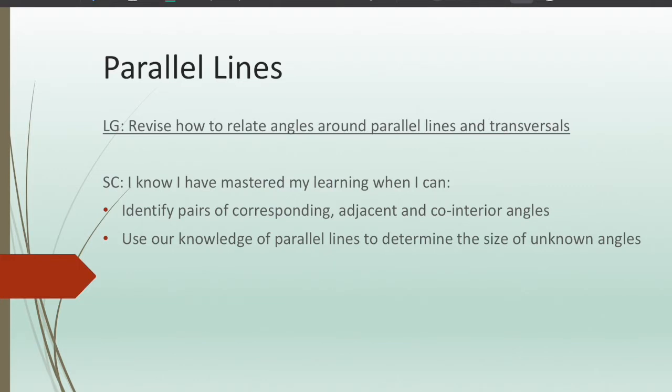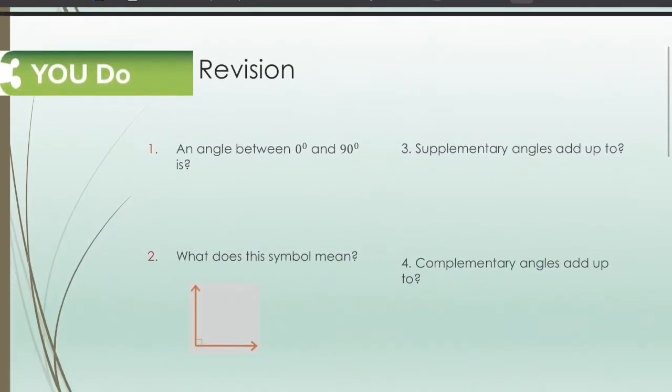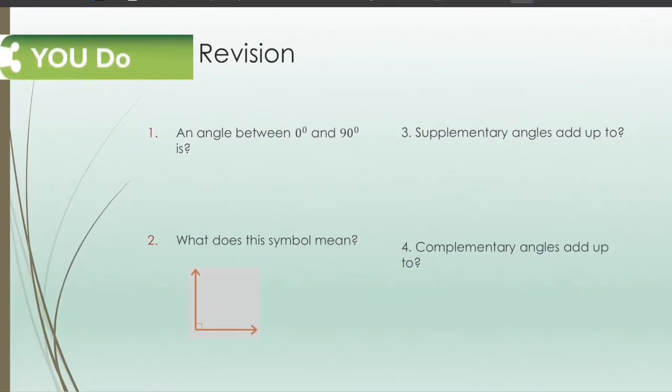So yeah, like I said, we're going to be focusing on angles around parallel lines and transversals. Hopefully you've seen these words here before: corresponding, adjacent and co-interior angles. They're going to be the three pairs of angles we're going to be looking for around parallel lines. First thing I'm going to get you guys to do though is pause the video, take 2-3 minutes to answer these 4 questions, 4 things that we should already know. And when you start the video again, I'll give you the answers.